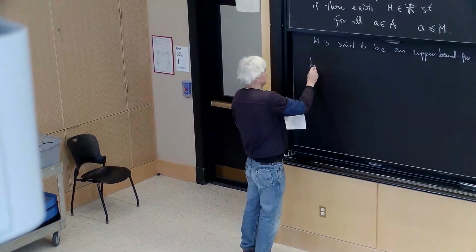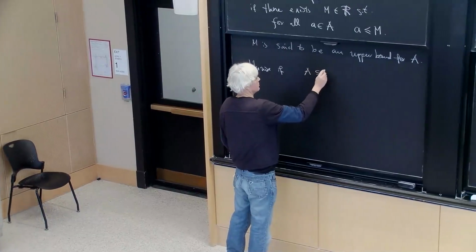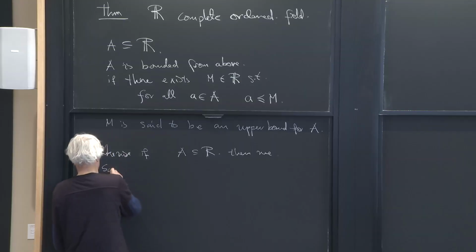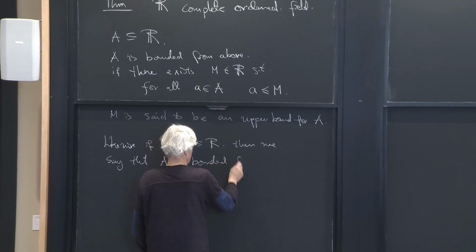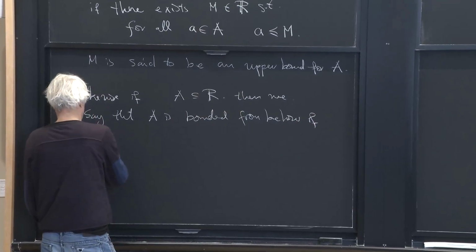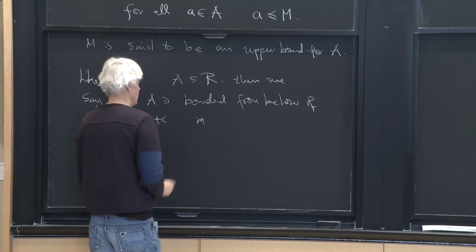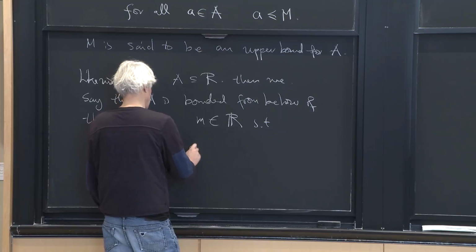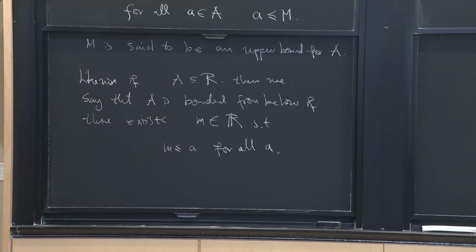Likewise, if A is a subset of R, then we say that A is bounded from below if there exists little m in R such that m is less than or equal to a for all a in A. Okay. So this is upper and lower bound.